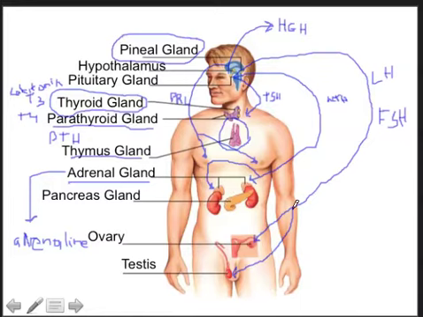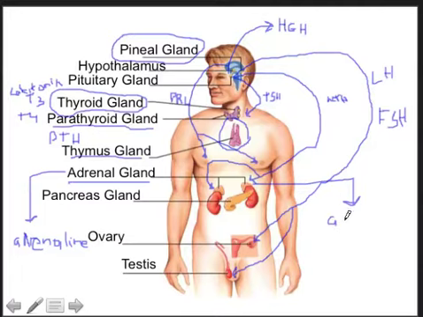Now, the outer layer of the adrenal gland, the cortex, secretes a series of hormones that are called corticosteroids, and the outer layer of the adrenal cortex produces our salt retaining hormone called aldosterone.